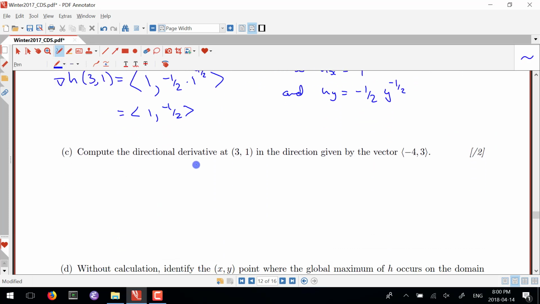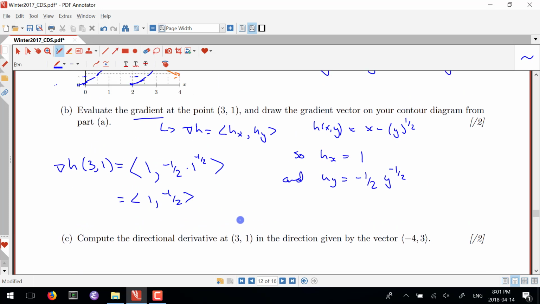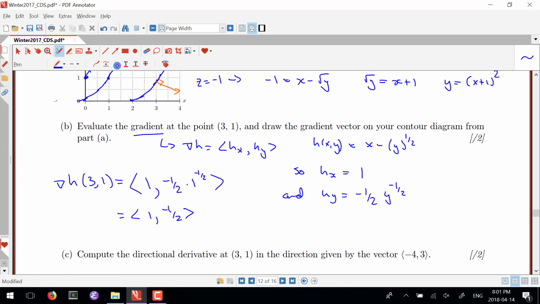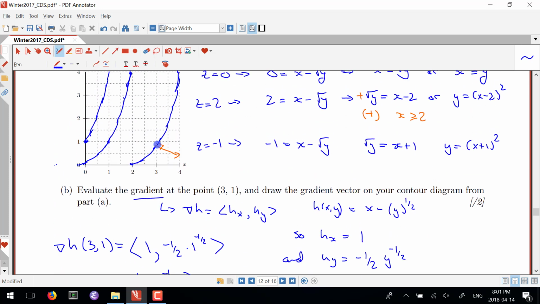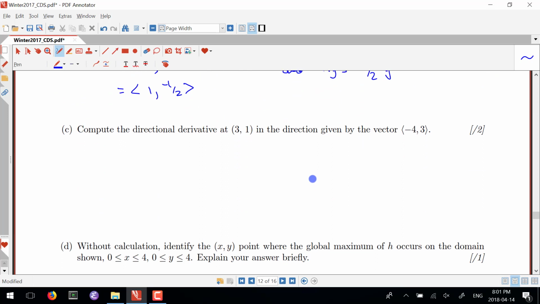Next up, we're computing the directional derivative at 3, 1 in the direction of negative 4, 3. So what we're asking is, how steep is this surface if we were to go in roughly this direction on the surface? To begin, we need a unit vector in the direction of that negative 4, 3 vector. And to get that, we take our negative 4, 3, and we divide it by the length of negative 4, 3.